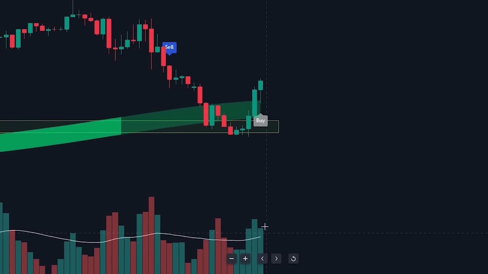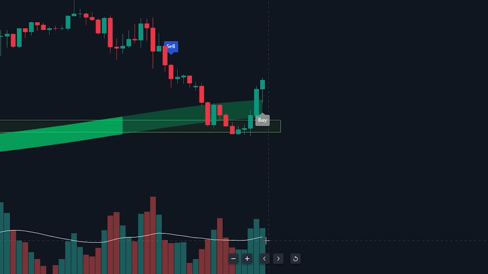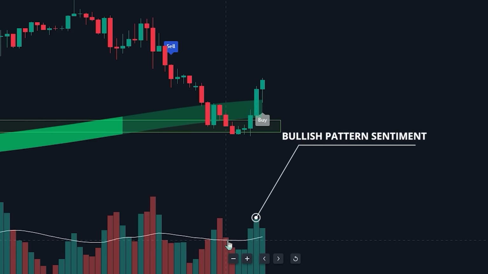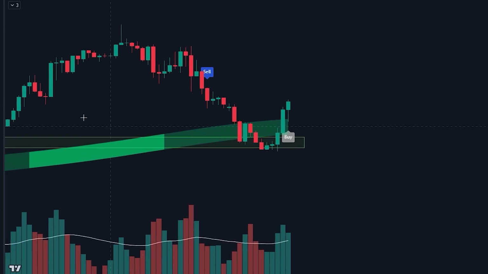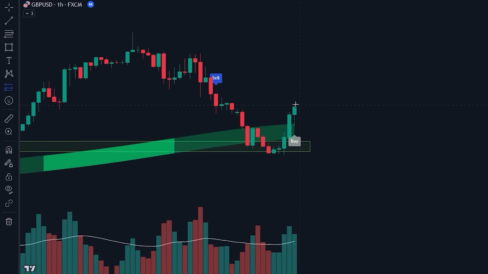Finally, if we take a look at the bars that were displayed on the volume indicator, we can see that they exhibit a bullish pattern sentiment and are positioned above the moving average. This observation underscores the presence of a significant amount of bullish volume in the market, indicating that there is enough buying pressure to potentially push the price higher. By combining all of these signals, we can conclude that it's a good idea to enter into a buy position.